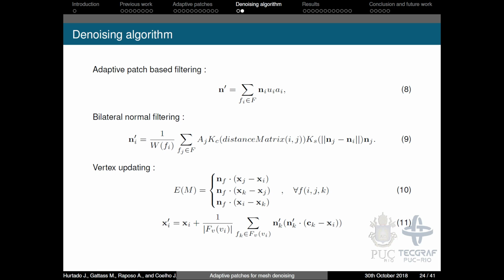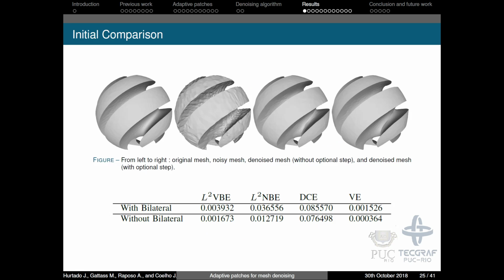The vertex updating step tries to minimize this energy function such that the new normal NF must be orthogonal to each edge of the triangle defined by the corresponding vertices. So we have to find the position of these vertices. To approximate a solution to the minimization of this energy function, several algorithms were proposed. We just use one of the most used proposals, which consists of this updating step.